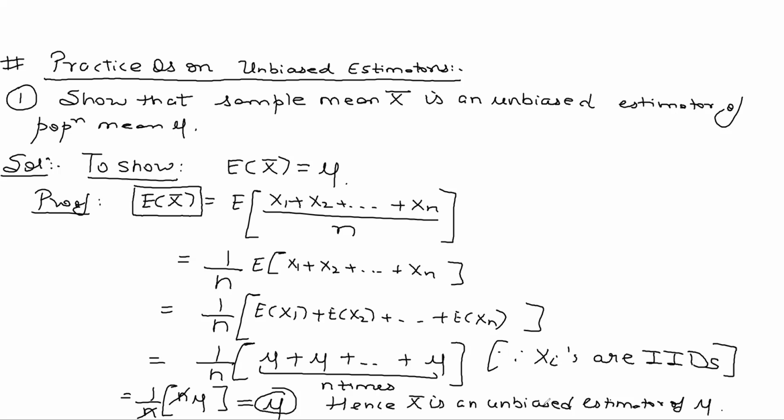So I hope all students have understood this, how we have shown that the sample mean x bar is an unbiased estimator of the population mean mu. It was a simple proof.